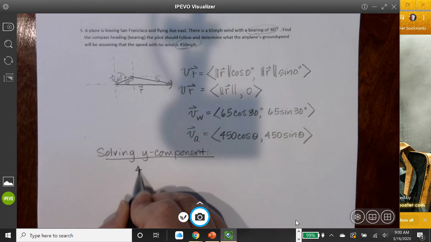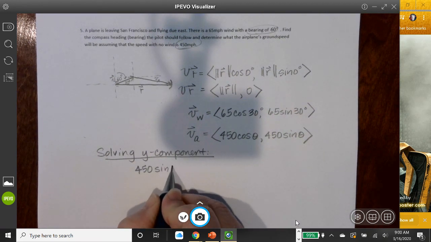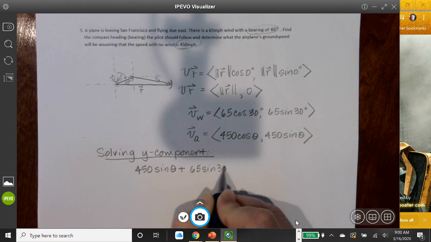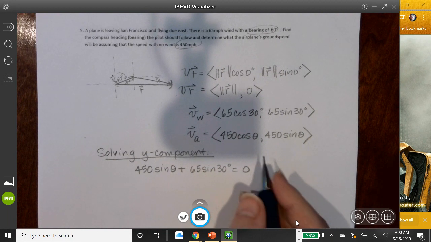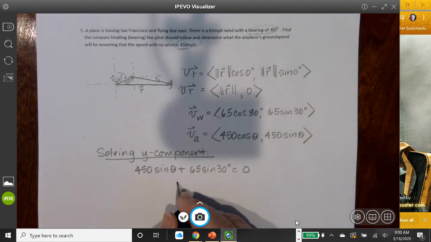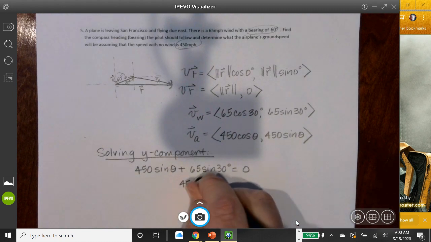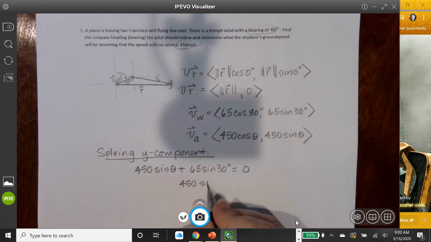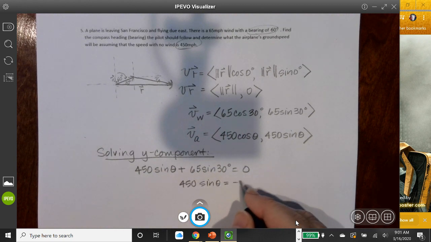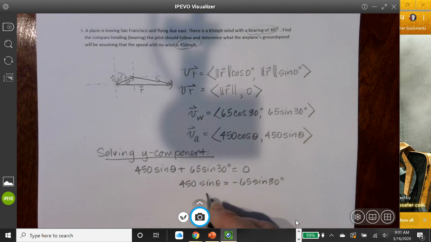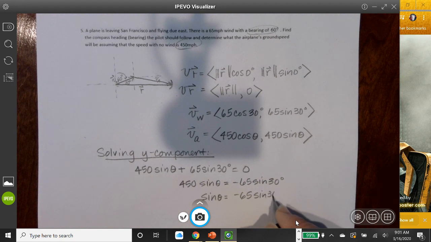So what does that mean? 450 times the sine of theta plus 65 times the sine of 30 equals 0. Okay, so I'm going to move this over so we get 450 times the sine of theta, because we've got to get the sine of theta all by itself, equals negative 65 sine of 30. Sine of theta equals negative 65 sine of 30 degrees divided by 450.